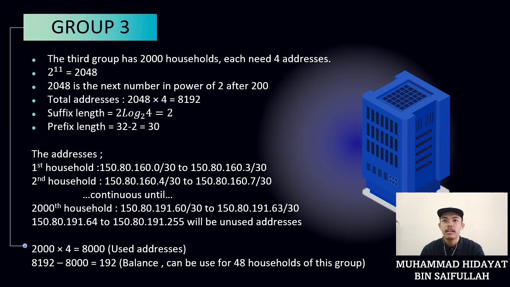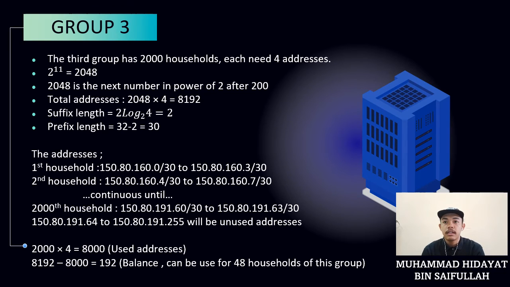For group 3, the third group has 2,000 households, each needing 4 addresses. We use 2 to the power of 11, equal to 2,048. This is because 2,048 is the next power of 2 after 2,000. The total addresses are 2,048 multiplied by 4, equal to 8,192. The suffix length is log base 2 of 4, equal to 2, and the prefix length is 32 minus 2, equal to 30.